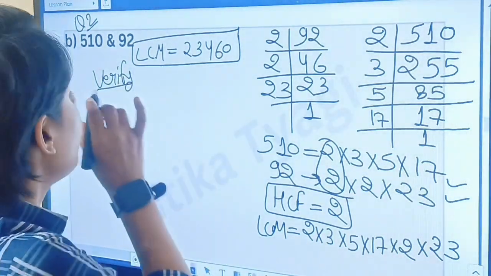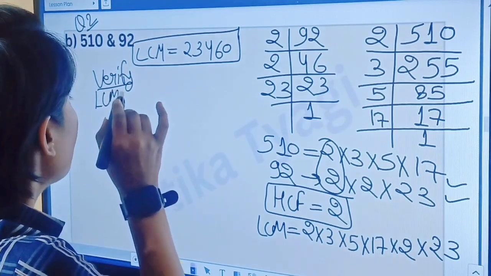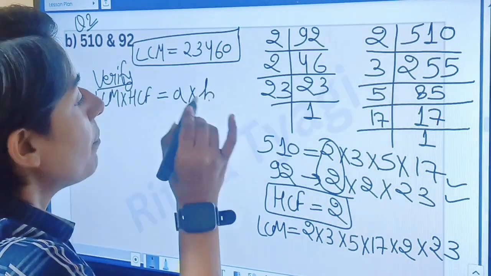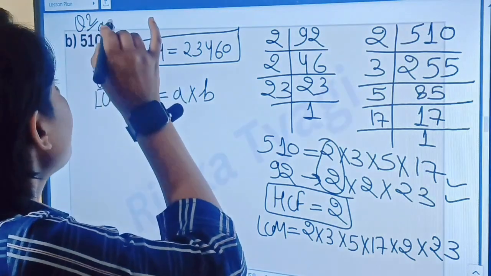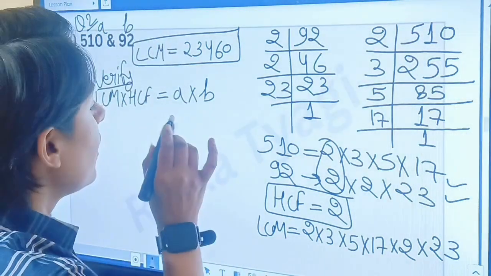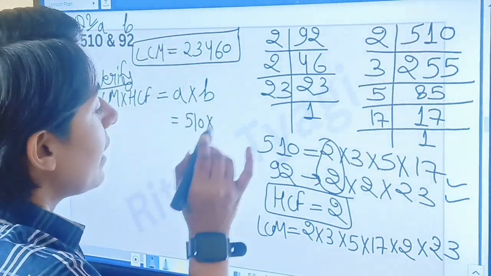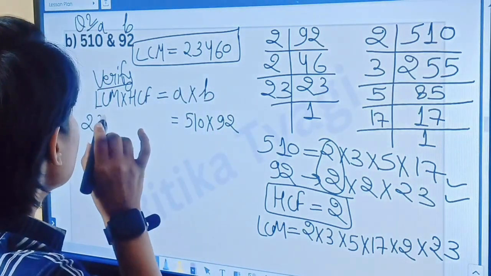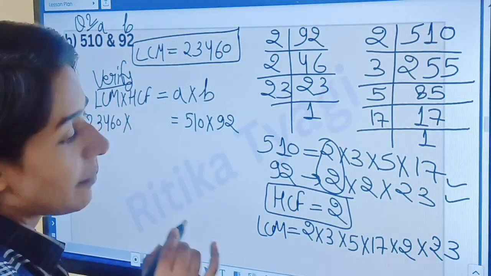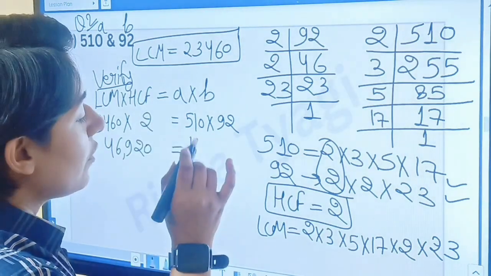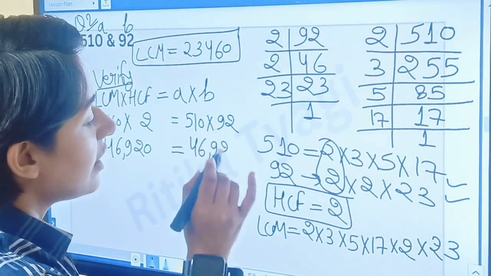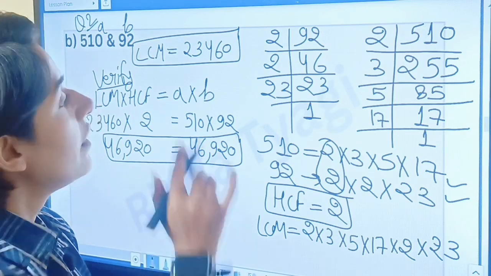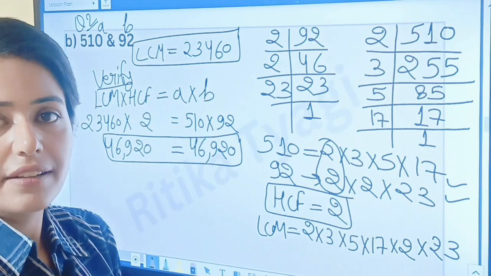So now we have to verify the relation. For verification, we have the formula, that is LCM times SCF is equal to the product of the two numbers. Here let A be 510 and B be 92. So 510 multiply 92 equals the LCM, that is 23,460, multiplied by 2. Here we get 46,920. Here the left hand side is equal to the right hand side. So the LCM and SCF are correct here.